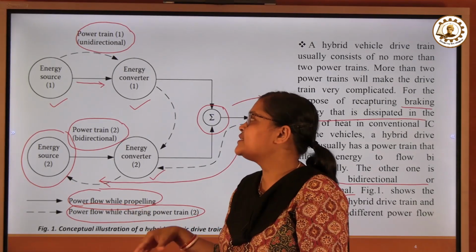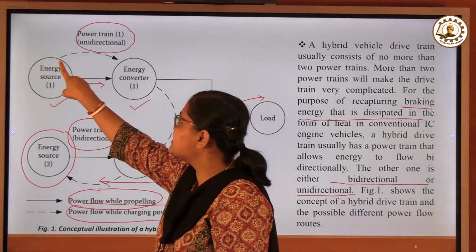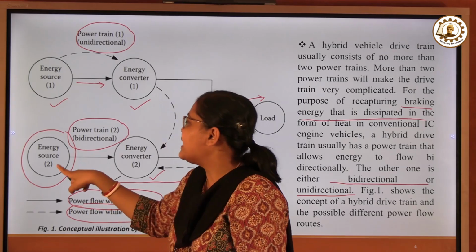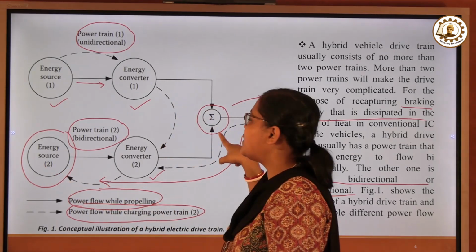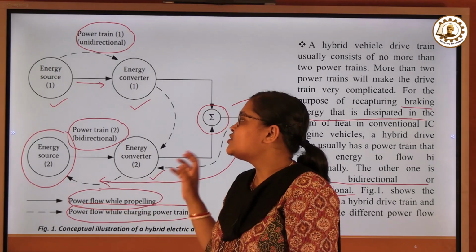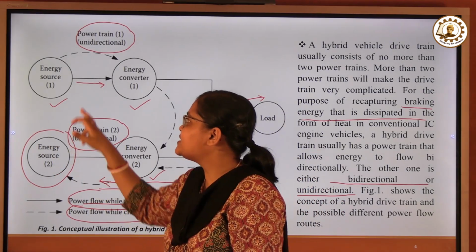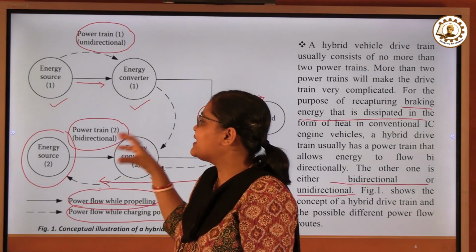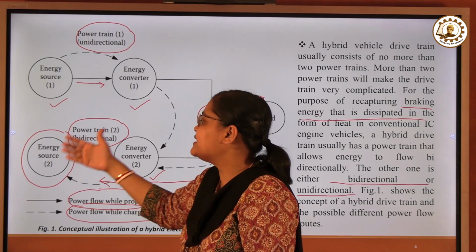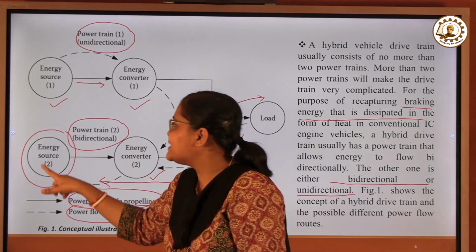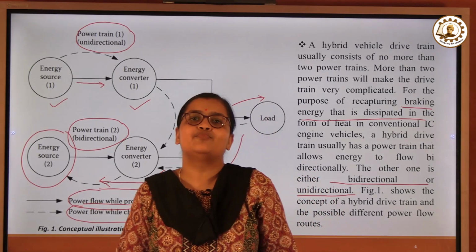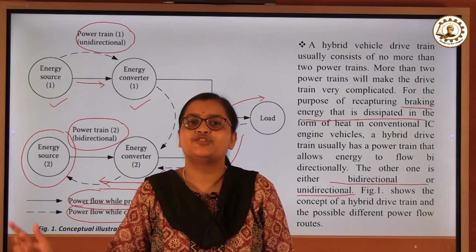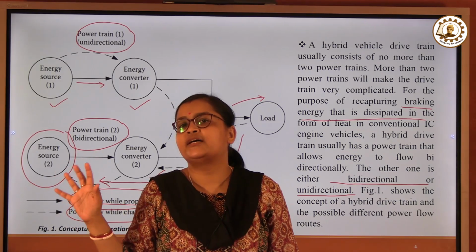Then we will have more modes. So this particular energy source 1 and energy converter is charging energy source 2, and this charged energy source can deliver its power back to the load. So that is another mode. We can see that energy source 2 is getting power from powertrain 1. It is also getting power from the load. So it can get power from both directions, and when needed it can deliver its power to the load. Therefore this particular source is bidirectional, and bidirectional DC to DC converters or power electronic devices are very much needed to realize this particular model of the hybrid powertrain.